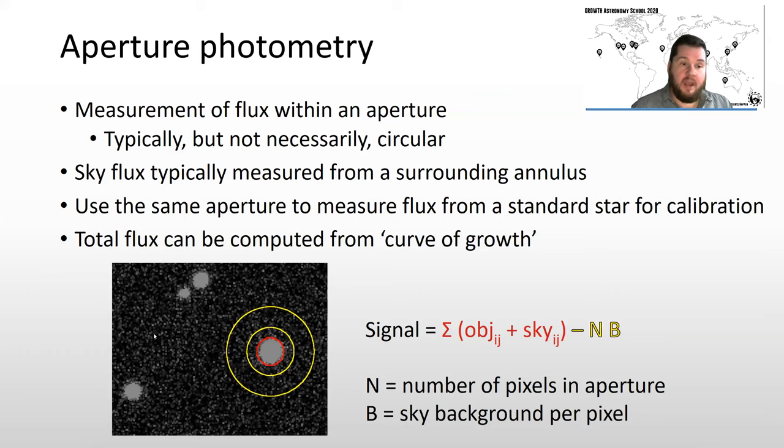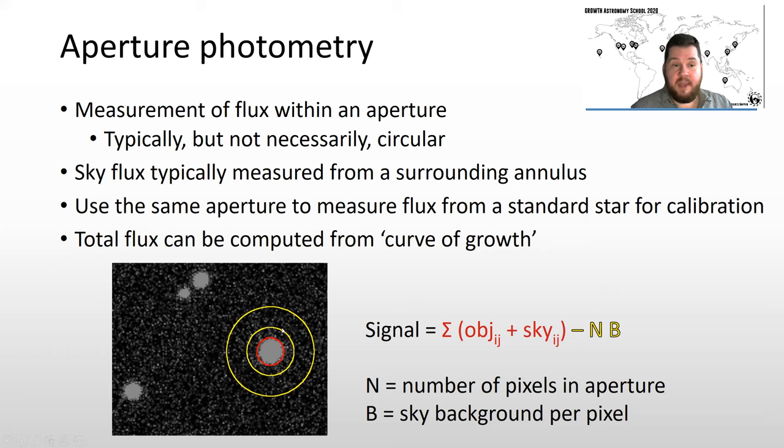When I'm doing this, I have my target star and my comparison star, my standard star. I would use the same aperture to measure flux from the standard star for calibration as I do for my target. I would not use a bigger aperture or a smaller aperture, one or the other, because that's going to cause problems, as we'll see. You can also compute the total flux from the curve of growth, which I'm going to talk about in a couple of slides' time.